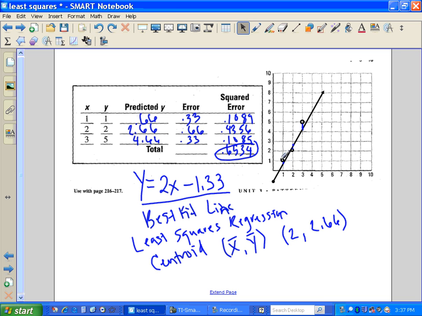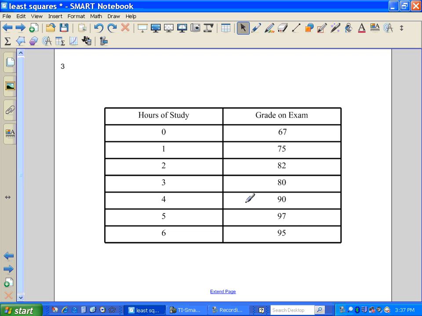Let's try this with some actual data. And this time we're going to use the calculator because it's more efficient. If you look at this data here, we have hours of study and a student's grade on their exam. And I hope that you're thinking in your head that you're seeing a strong positive relationship here.